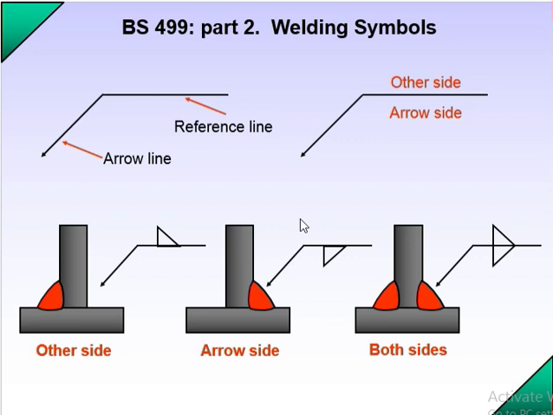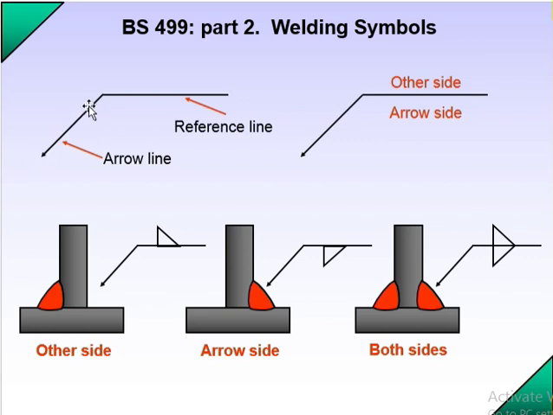So let's see, BS 499 Part 2 is the welding symbol standard. This one is basically used by TWI, and this is a UK code. It is very useful for TWI candidates doing the CSWIP 3.1. They will learn it from the trainer in the training session. So let me explain the welding symbol in a better way.